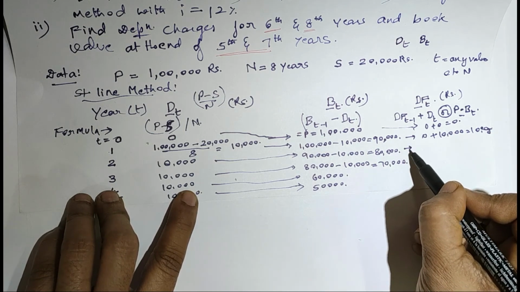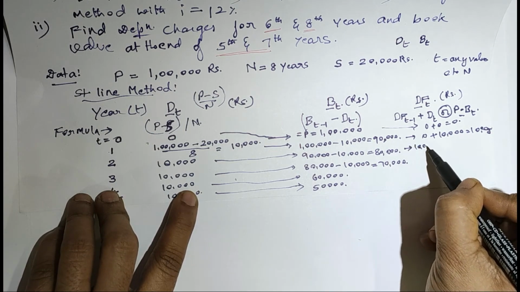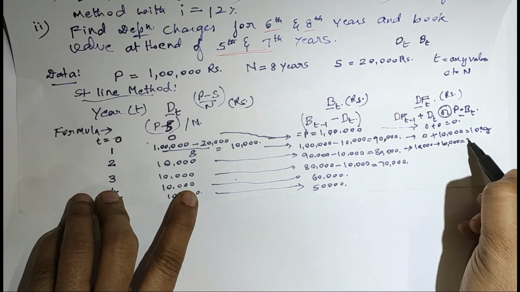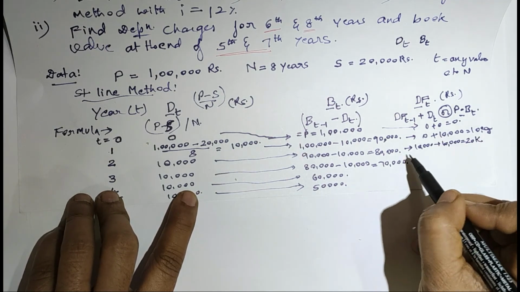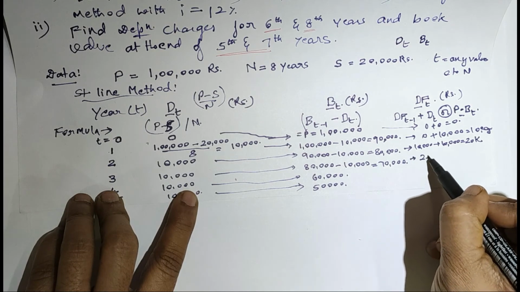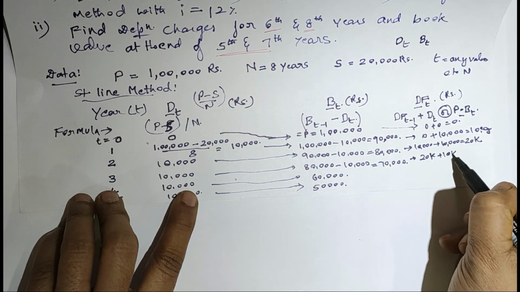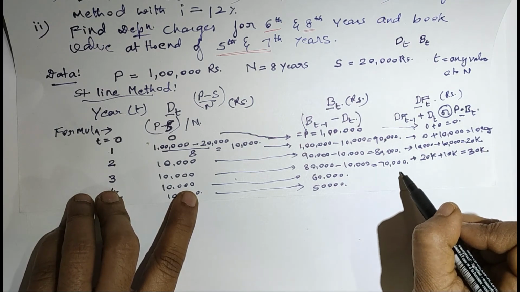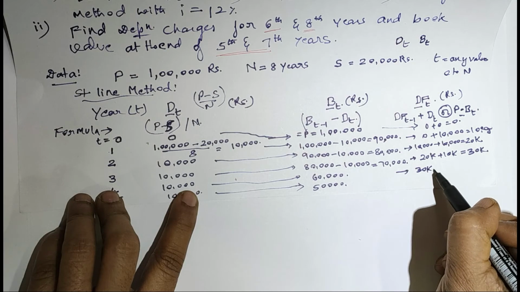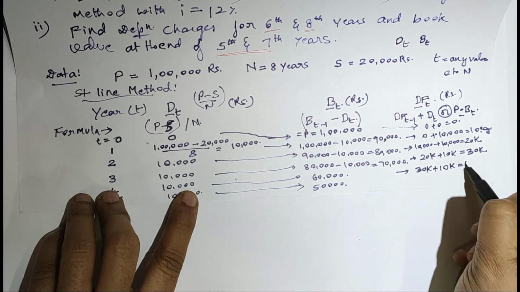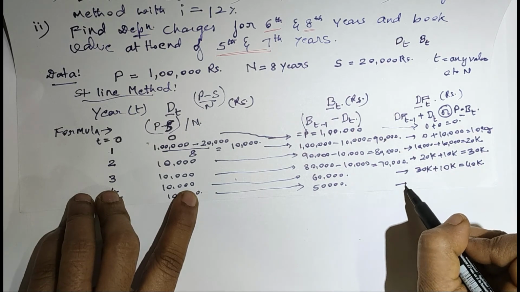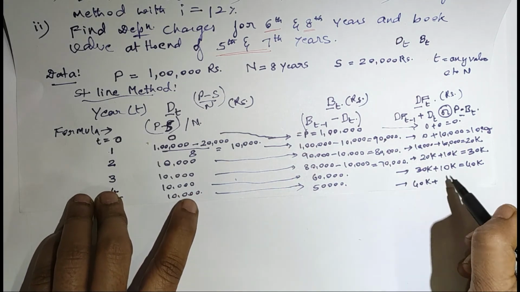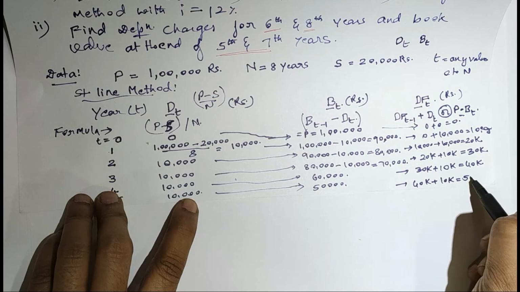Next, previous depreciation charges are 10,000 plus this depreciation charge of 10,000, so 20k. 20k plus 10k, where K means 1000, is 30k. Similarly, 30k plus 10k is 40k. Similarly, previous depreciation fund plus present depreciation fund, 10k, is 50k.